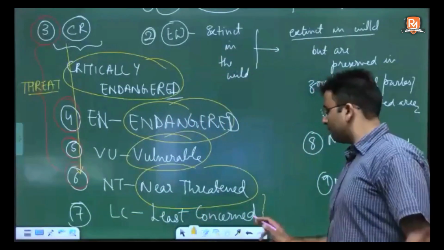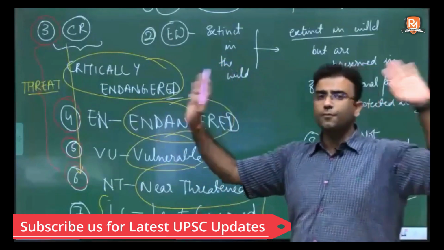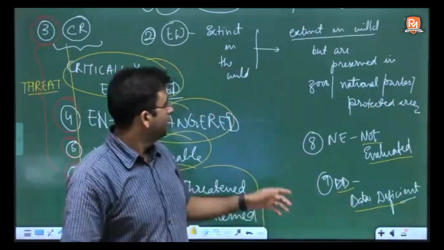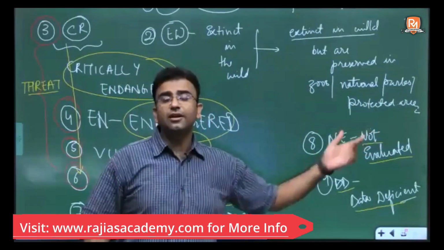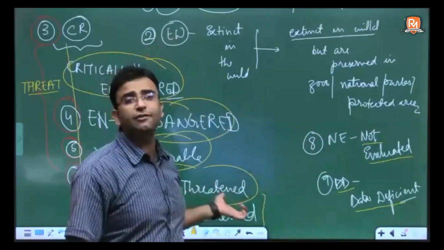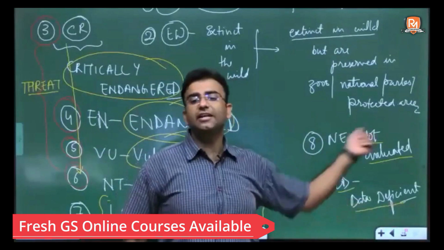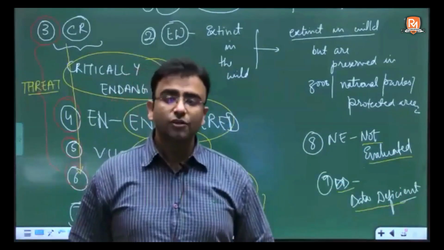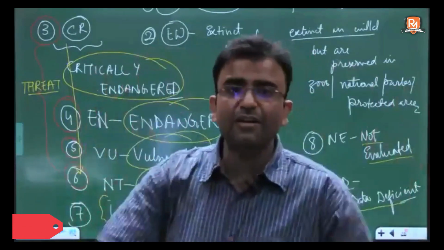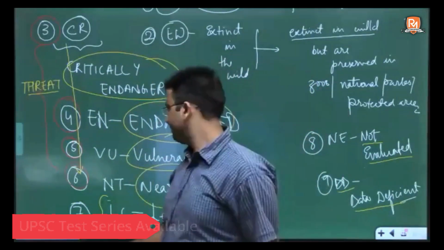Least concern means abundant, plenty, no tension, no problem. Not evaluated, this species is still not evaluated to be classified in any one of them. And for some species the data is not sufficient. That is the data deficient category. So these 9 categories, the names are clear to all of you. Names are clear, okay.